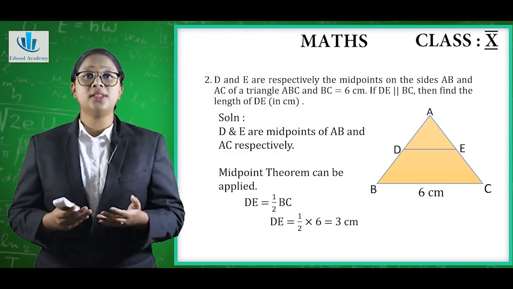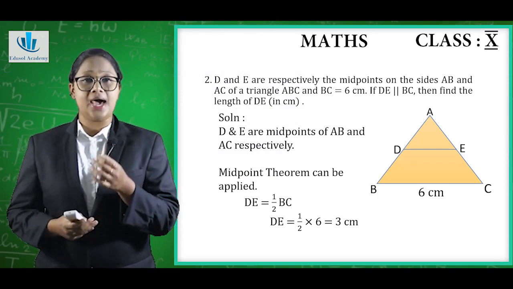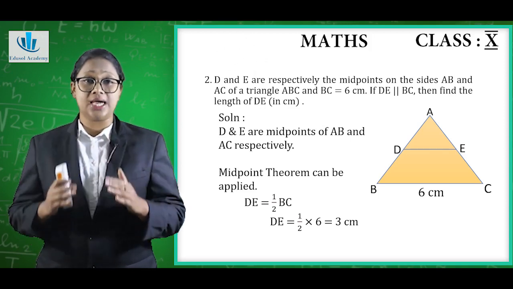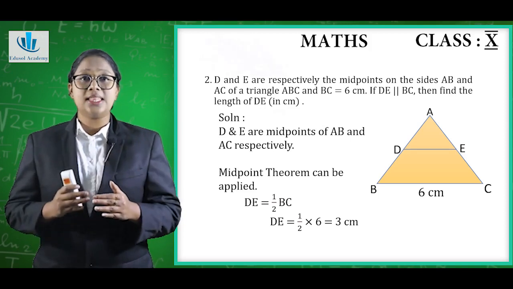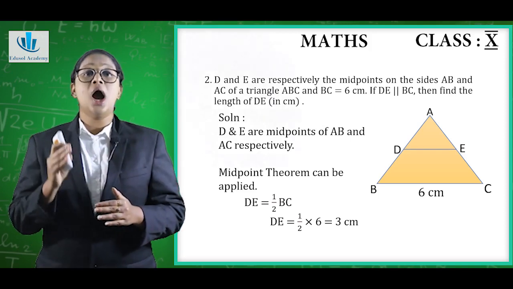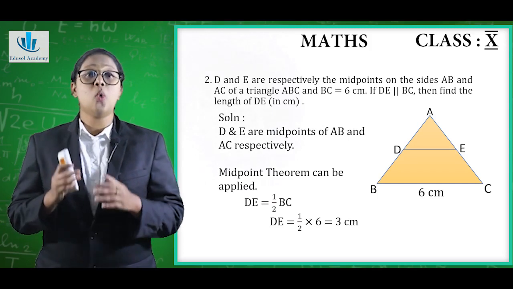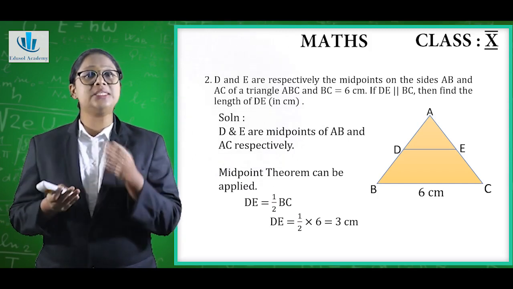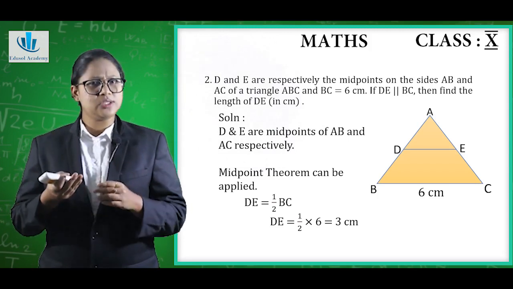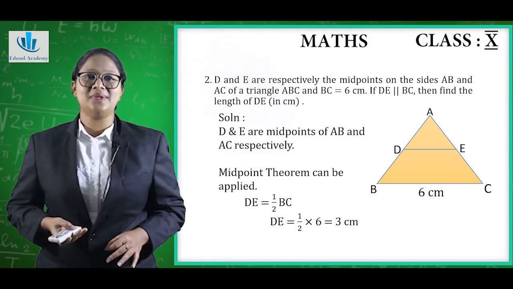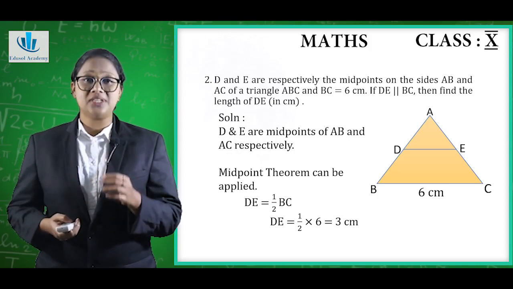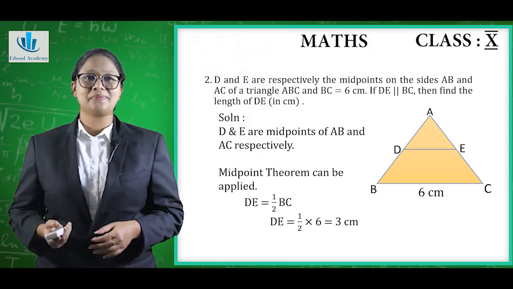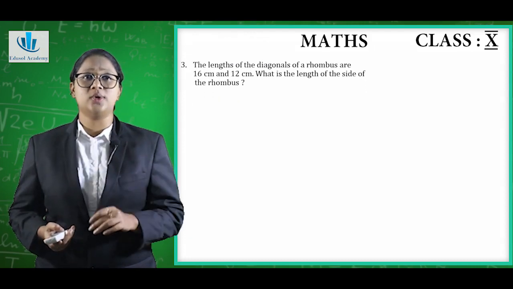And what is midpoint theorem? If DE is parallel to BC and the ratio of the two sides is 1:1, then DE will be half into BC, or 1/2 into BC. So 1/2 into BC is 6 centimeter. So 1/2 of 6 centimeter is 3 centimeter. Therefore, the length of DE is equal to 3 centimeter. That's the answer. Now shall we move to the third question.